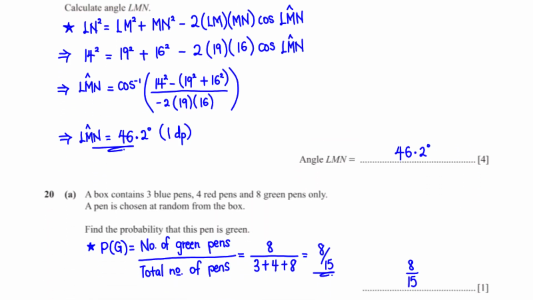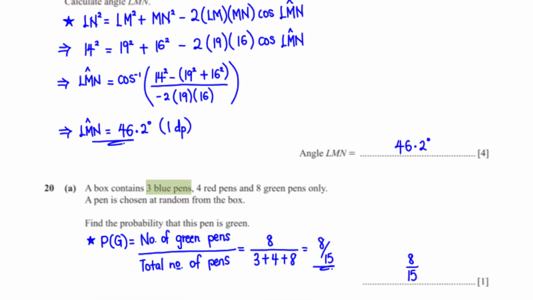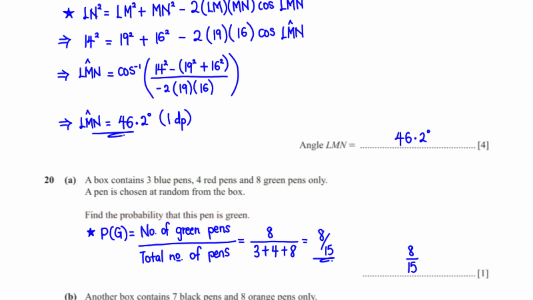A box contains 3 blue pens, 4 red pens, and 8 green pens only. A pen is chosen at random from the box. Find the probability that this pen is green. So the probability that the pen chosen is green is equal to the number of green pens in the box divided by the total number of pens available in the box. And that is equal to 8 over 3 plus 4 plus 8. And that gives us our final probability as 8 over 15.